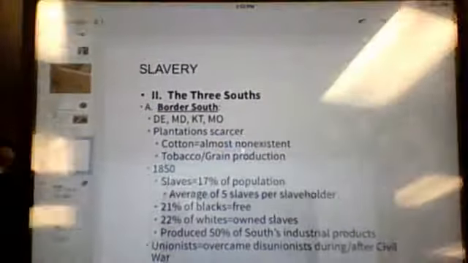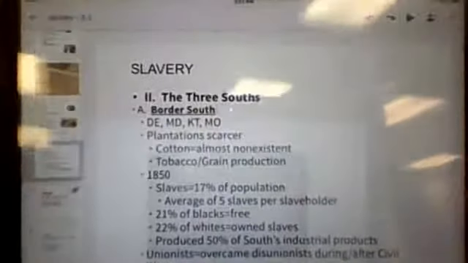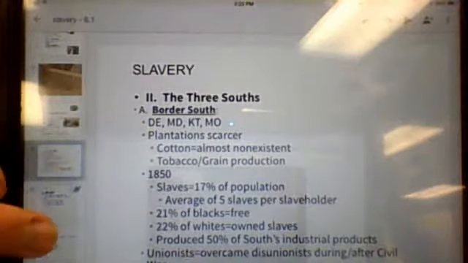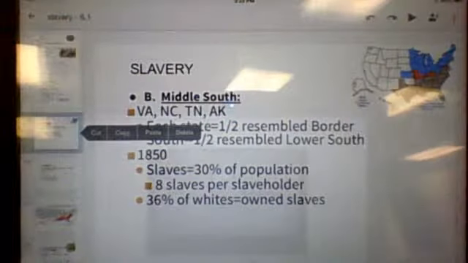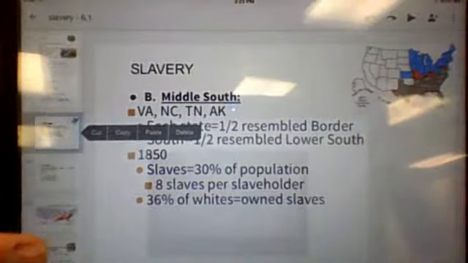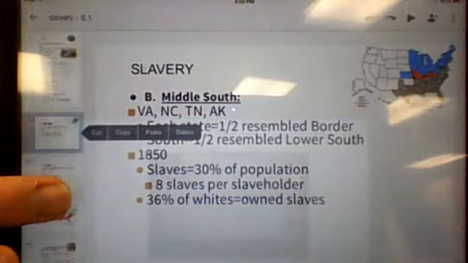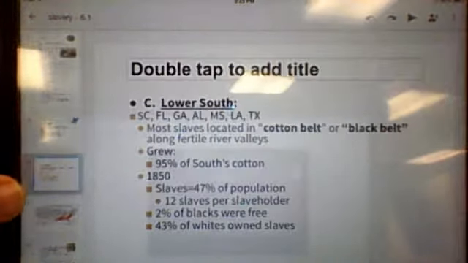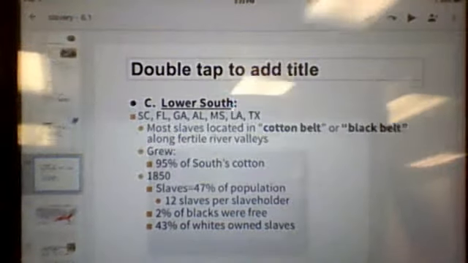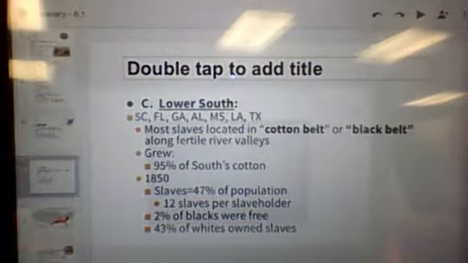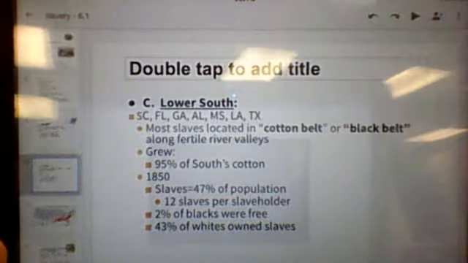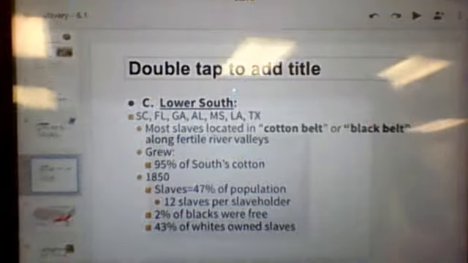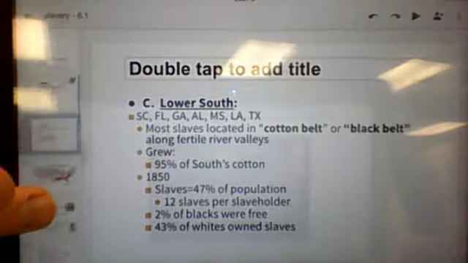We talked about the three different Souths. I'm not going to ask you to go into percentages, but know the differences. The border South had a lot less slaves and a lot more free black people. The Middle South was kind of like a mix between the Upper and Lower South, and then the Deep South or the Lower South had the biggest, most severe slavery, most percentages of slavery, and grew 95% of the cotton.